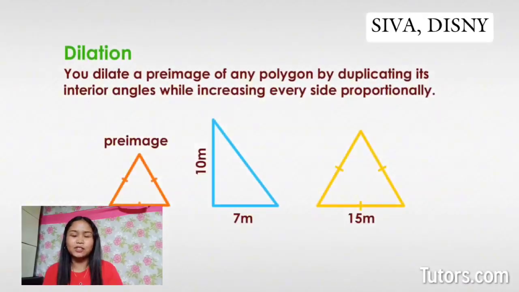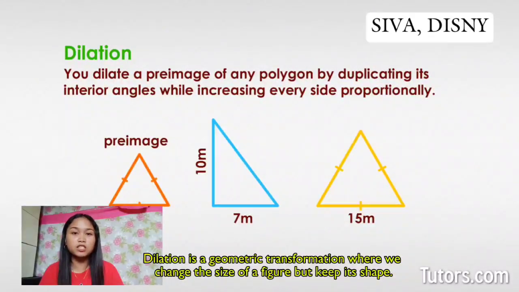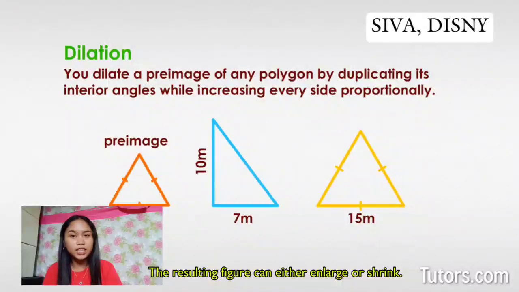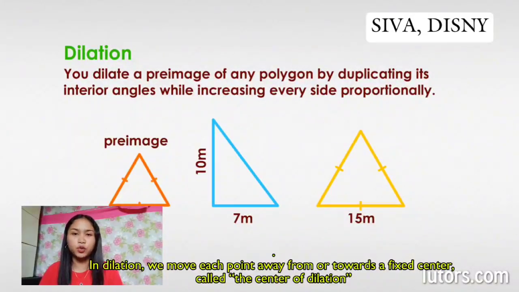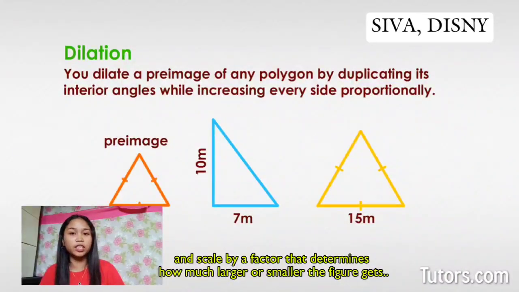Lastly, dilatation. So what is dilatation? Dilatation is a geometric transformation where we change the size of a figure but keep its shape. The resulting figure can either enlarge or shrink. In dilatation, we move each point away from or towards a fixed center called the center of dilatation and scale by a factor that determines how much larger or smaller the figure gets.